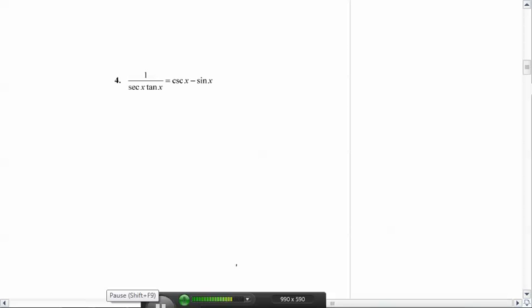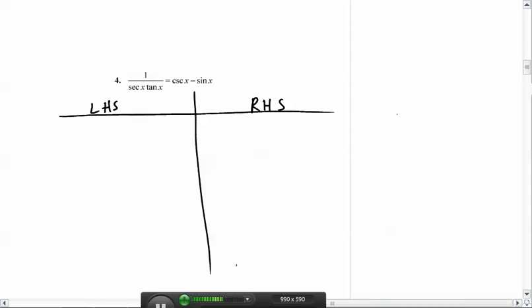So here's a tutorial to help you with some of your proving trig equations. For question number 4, we want to show that the left-hand side is equal to the right-hand side. So the first step is change everything to sine and cosine.